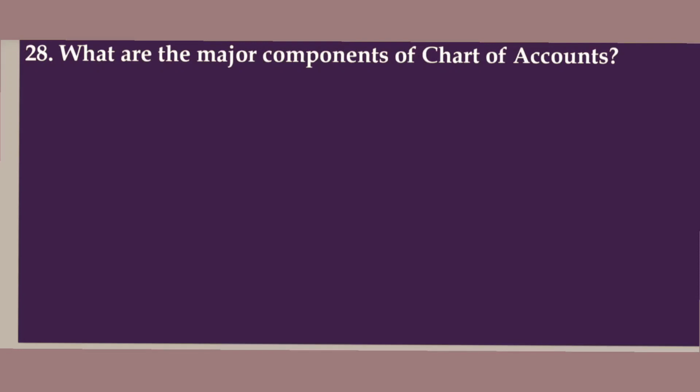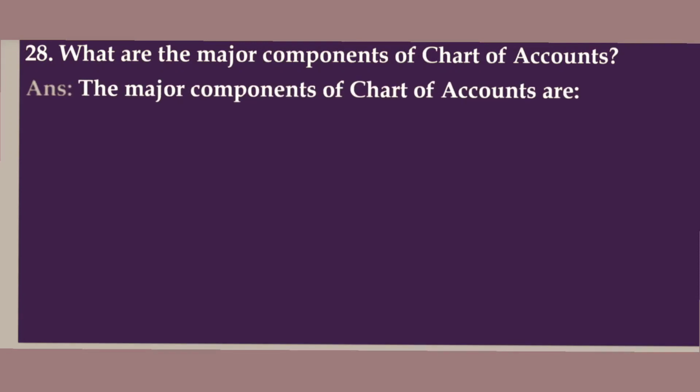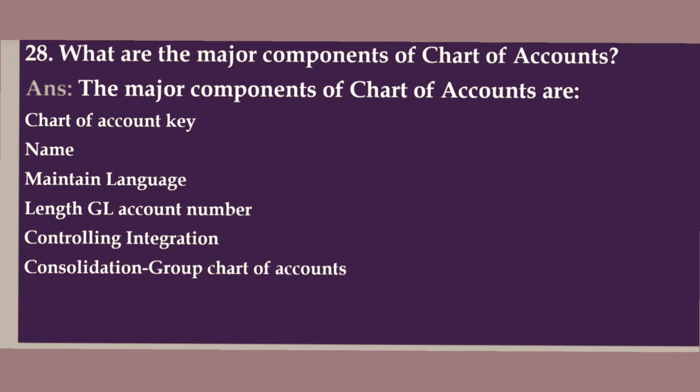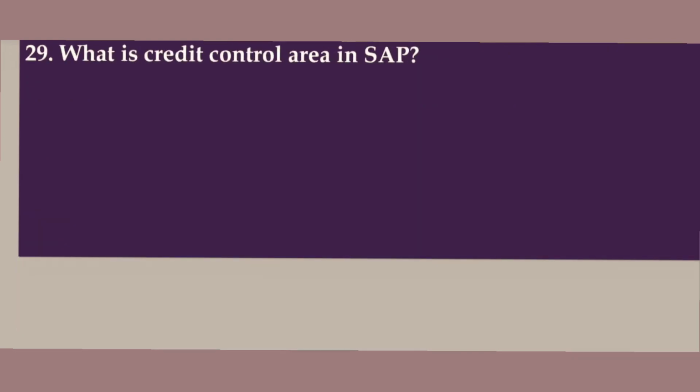What are the major components of chart of accounts? The major components of chart of accounts are chart of account key, name, maintain language, length, GL account number, controlling integration, consolidation, group chart of accounts, and block indicator. Those are the major components of COA.